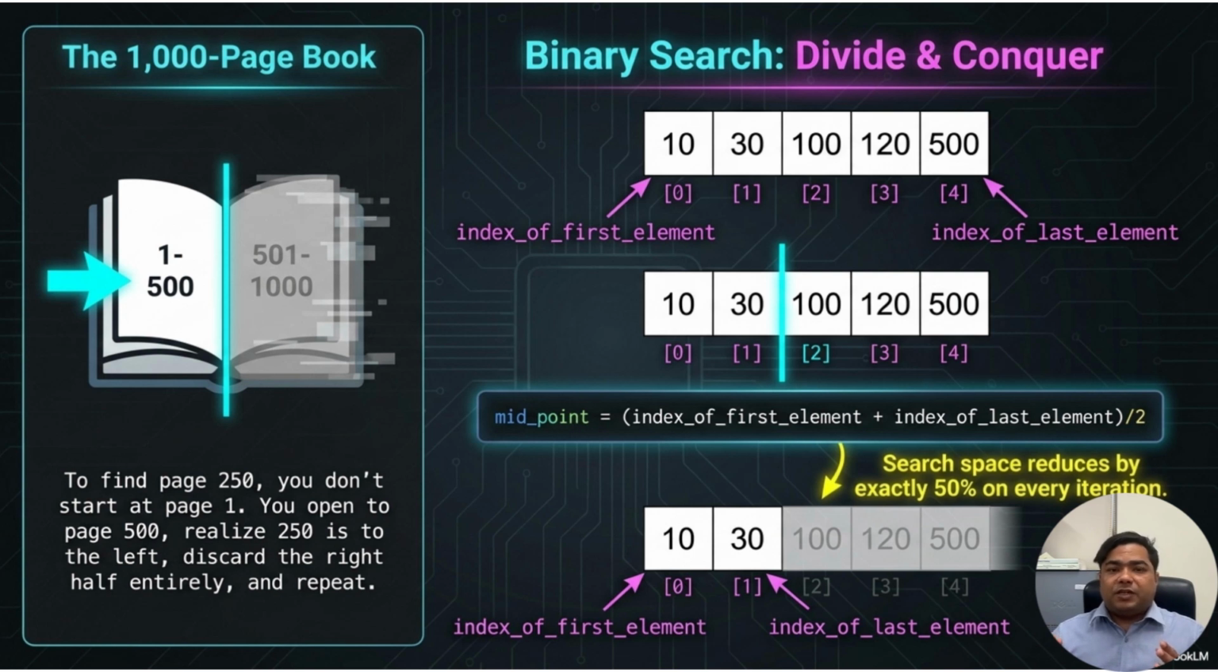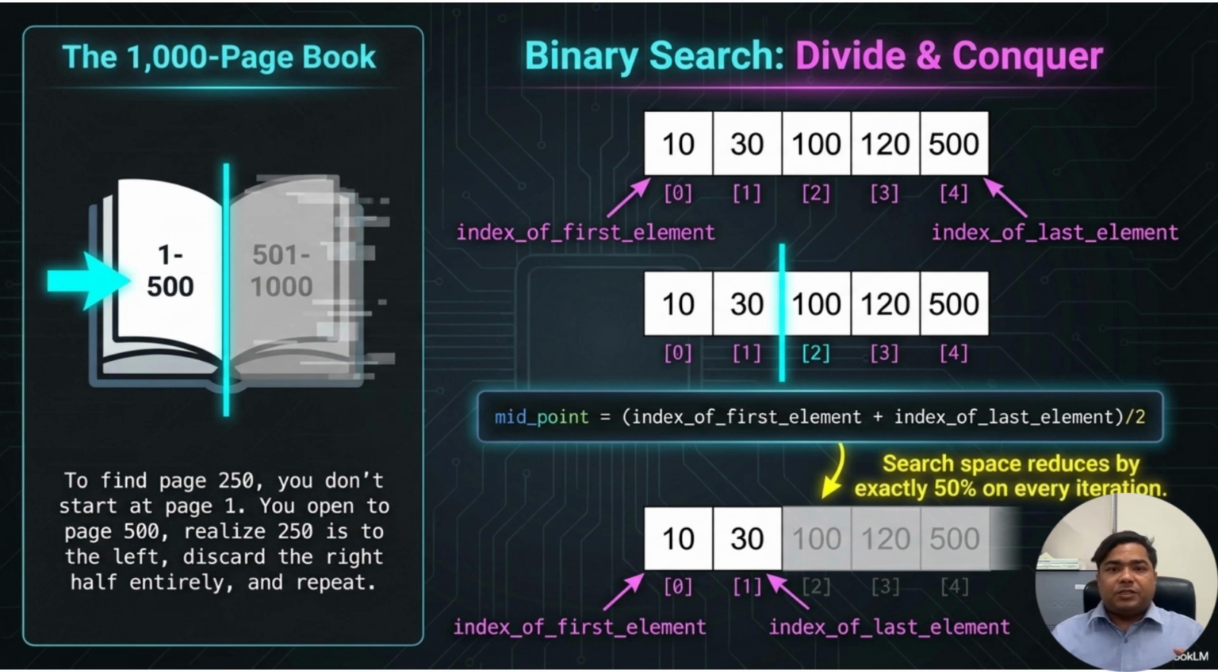Binary search first looks at the middle value. To find the middle value, we use the first index and last index. The midpoint is calculated as (first index + last index) / 2. After finding the middle value, the algorithm compares it with the search value.